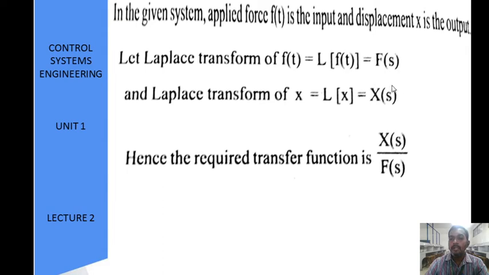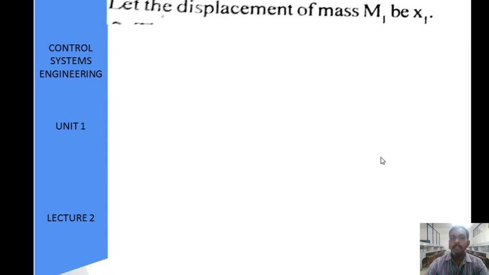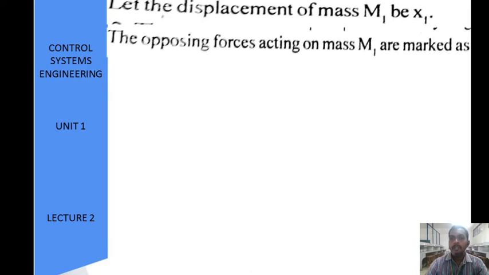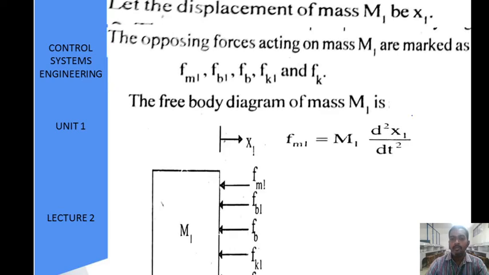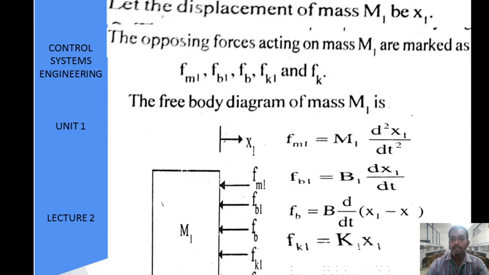So in order to find the transfer function, we have to take the ratio of output to input, that is X(s) to F(s). So let the displacement of the mass m1 be x1. Initially, as we have already seen, we have two mass elements, m1 and m2, where first of all we are considering m1. Let the displacement of the mass m1 be x1.